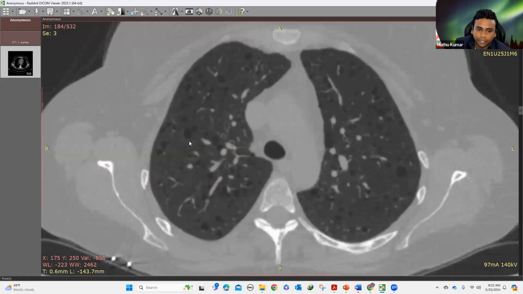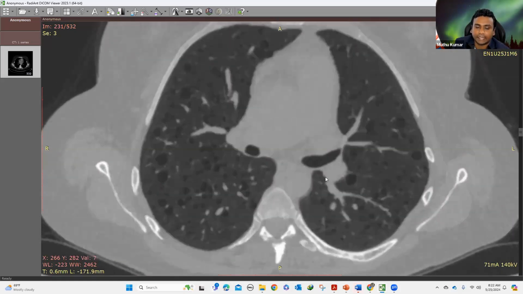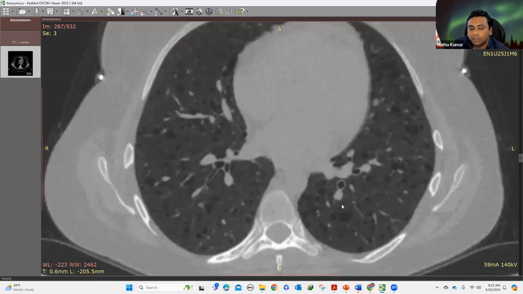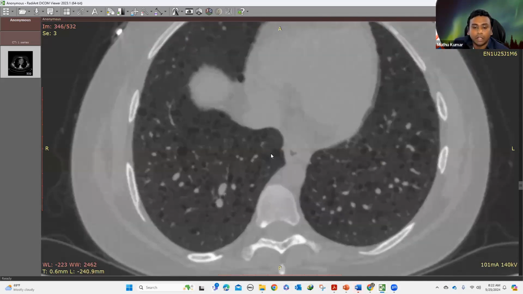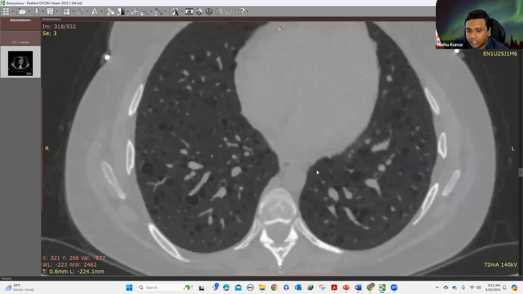Whereas in LAM, it will be uniform, in LCH it will be asymmetrical, and it will spare the costophrenic angles on the lung bases. LCH will have some predominant involvement in the middle lobe and lingula, which we don't know why. The other cystic lung disease you need to be aware of is Birt-Hogg-Dubé. When you look at Birt-Hogg-Dubé, the cyst will always be in the paramediastinal region. Large cysts within the paramediastinal region, you should always think about it.